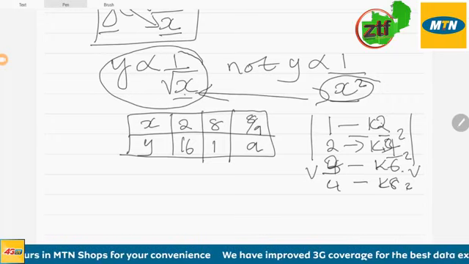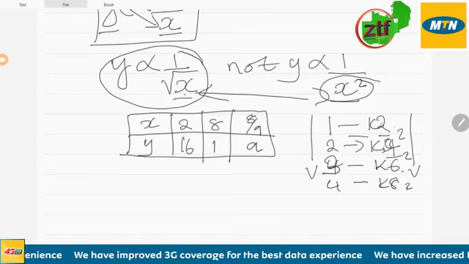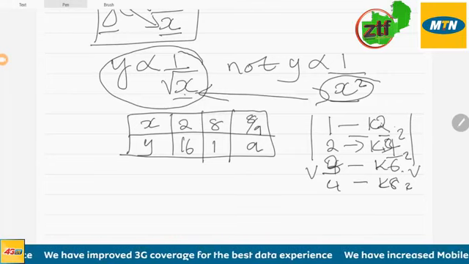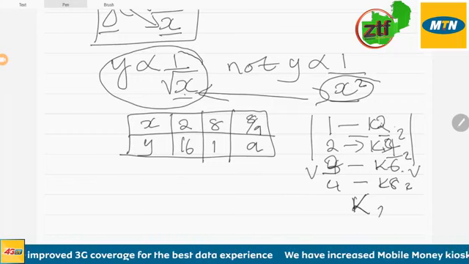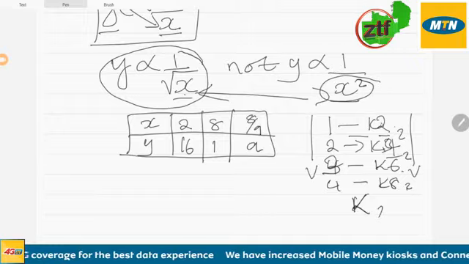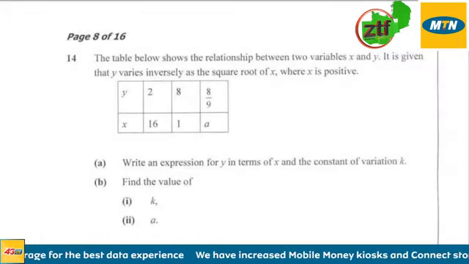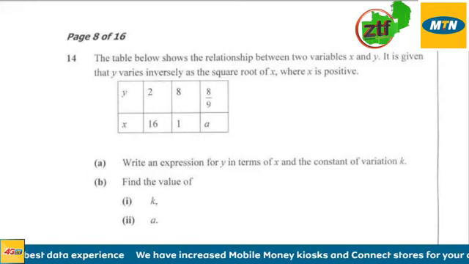So this 2 is representing the constant of proportionality. And in mathematics, this constant of proportionality is denoted by the small letter k. And when you go to the question, they are saying write an expression for y in terms of x and the constant of variation, which is k. They want you to also give the constant of proportionality.